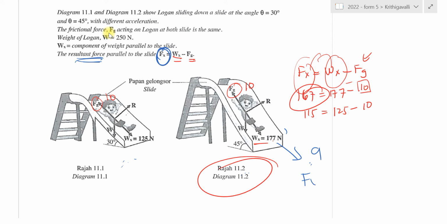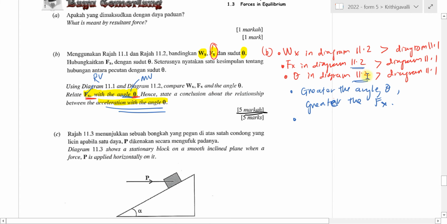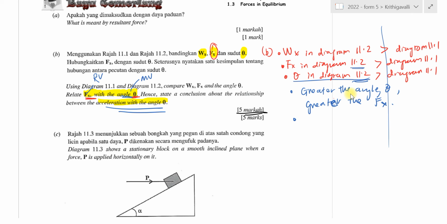Okay, we know that Fx in 11.2 is greater than Fx in 11.1. Therefore, acceleration in 11.2 is greater than acceleration in 11.1. So, also the angle in 11.2 is greater, because Fx greater, theta greater, so the angle must be greater. Theta is the angle, and acceleration also must be greater.